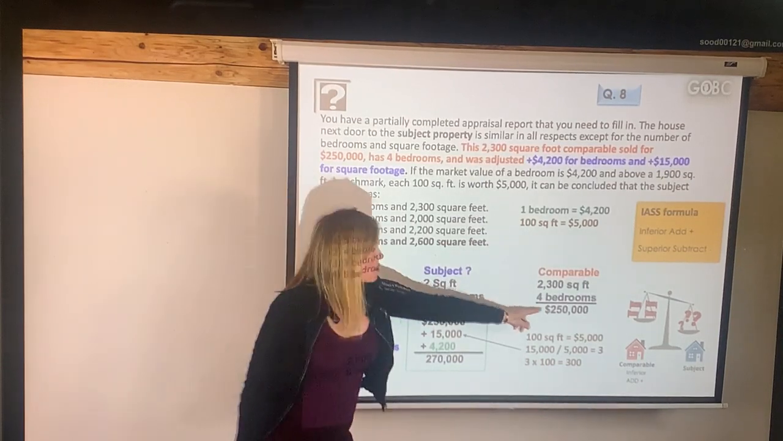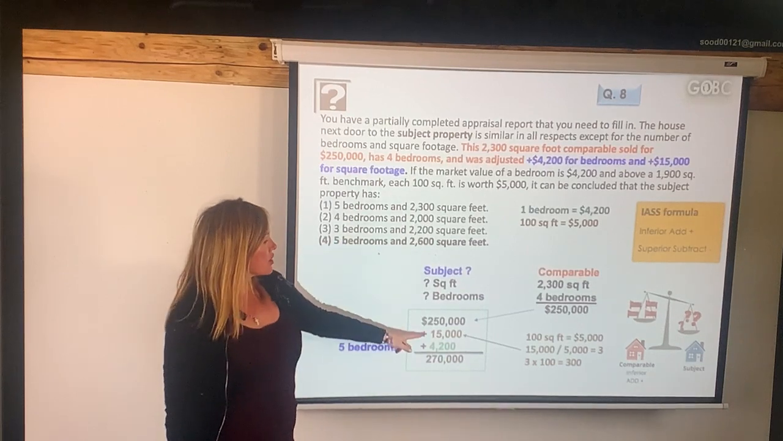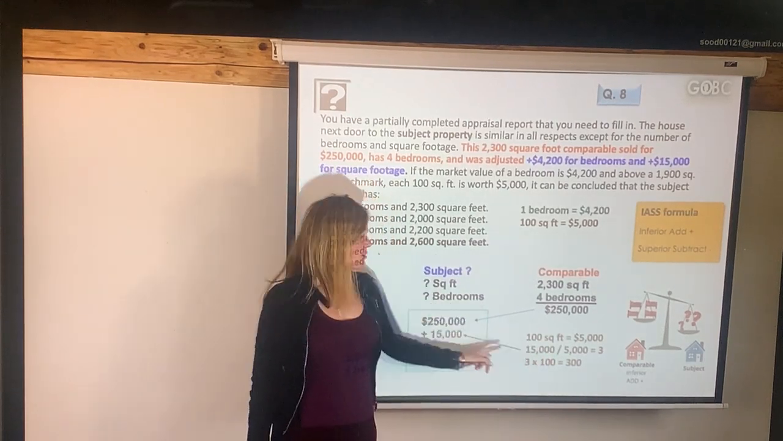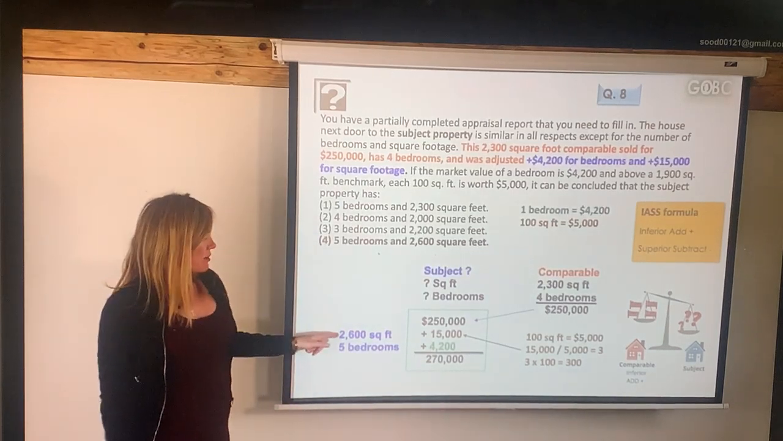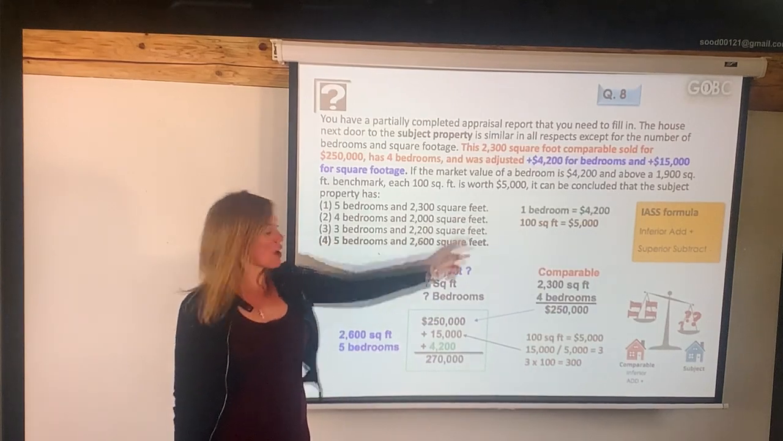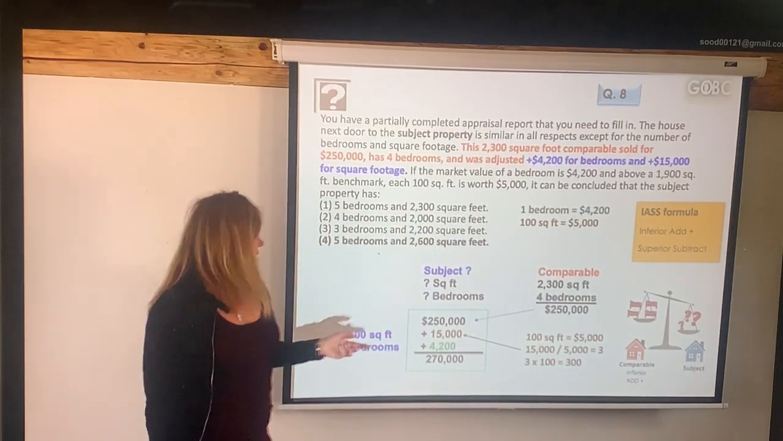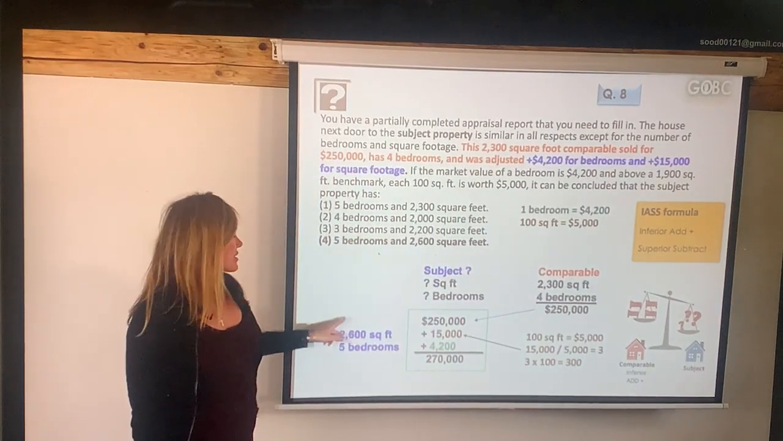So I would add to the comparable price, and because it's inferior, I would add $15,000 for the square footage. So that means 3 times 500, right? That's your 300 square foot in there, right? And then plus 4,200 for the bedroom. So that means it has 2,600 square foot. How did you get this again? If each 100 square foot is 5,000 and I had to adjust by 15,000, so that's extra 300 square foot. So I did 2,300 plus 300 square foot, that gives me 2,600 square foot, okay?